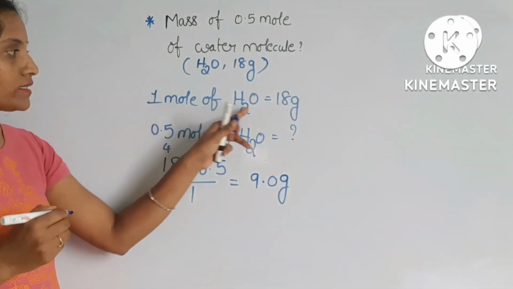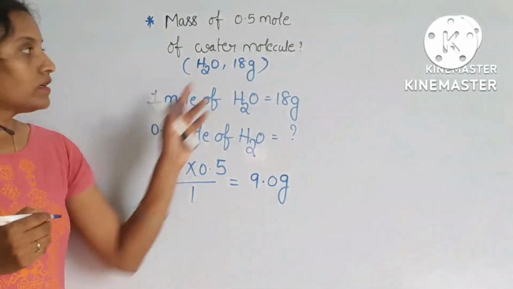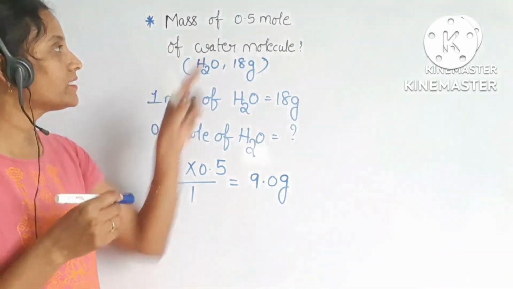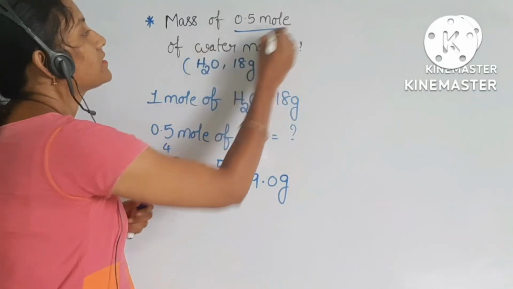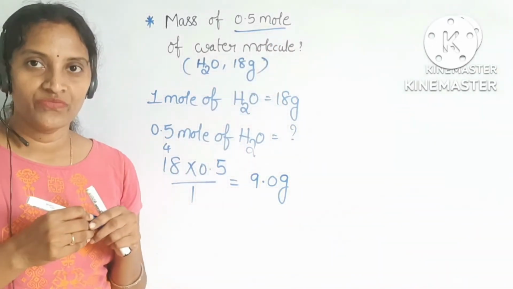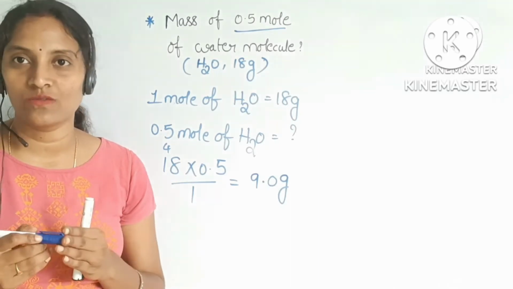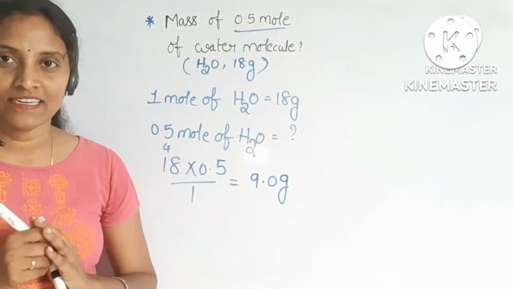Nothing but 1 mole is equal to 18 grams, and 0.5 mole is equal to 9 grams. By seeing this, you can directly tell this is half of 1 mole. So you can tell 1 mole is nothing but 18, which means 0.5 is equal to 9 grams.